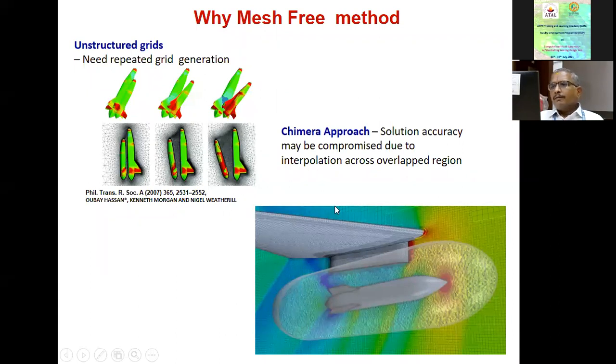Another example where these kinds of difficulties could to some extent be avoided is the chimera approach. If you see here, I am showing a portion of a geometry where this is a wing, this is a pylon, and attached to this is a body. In this kind of application, what is actually studied is this body which is attached to the underside of the undercarriage of the wing.